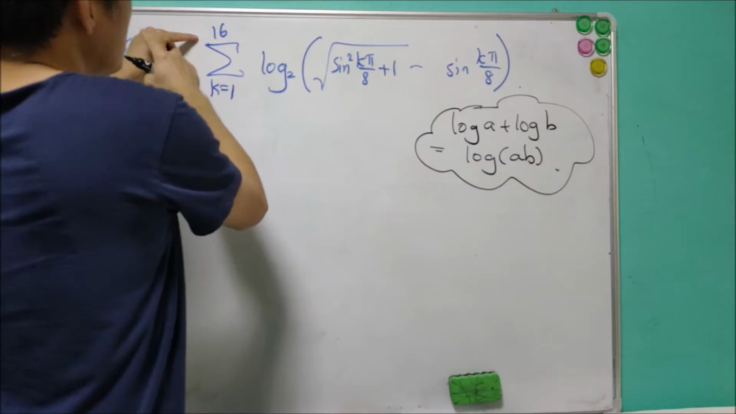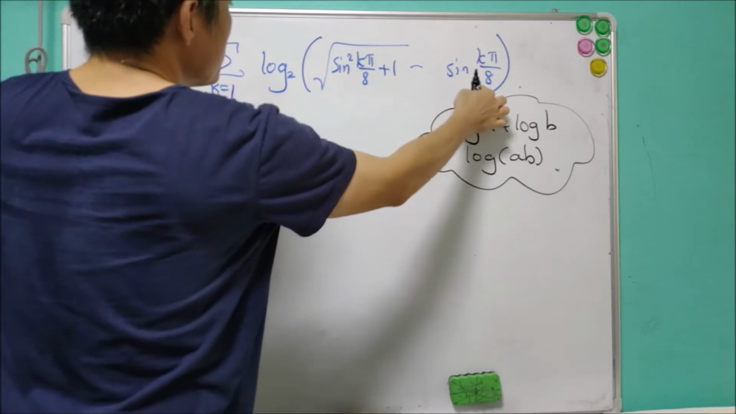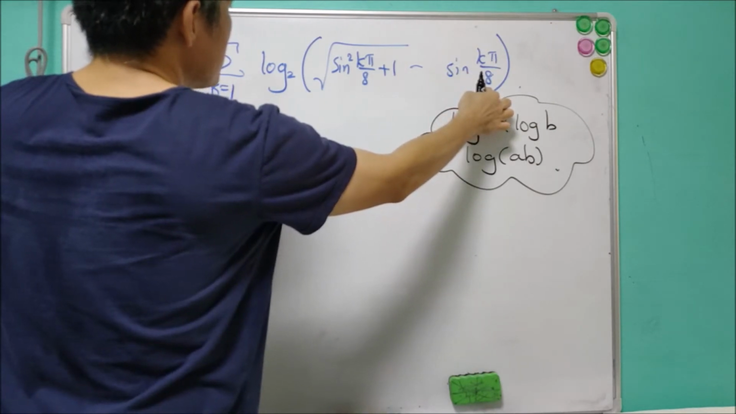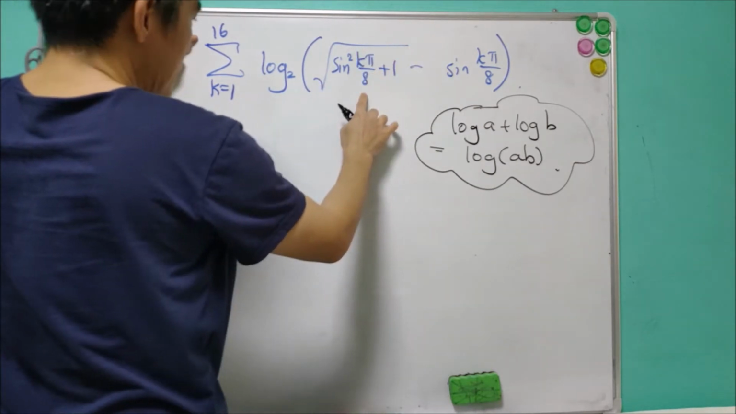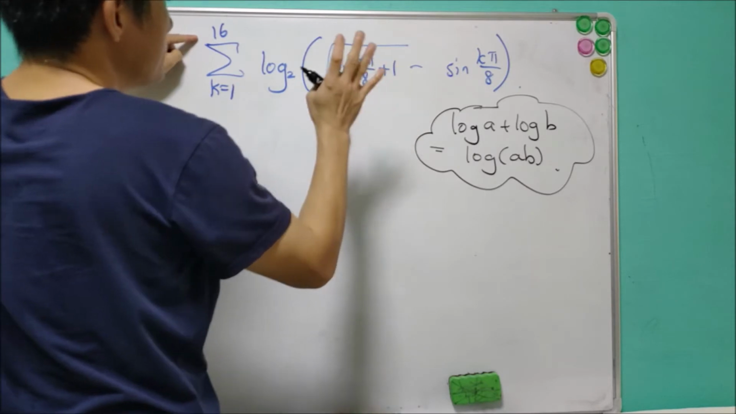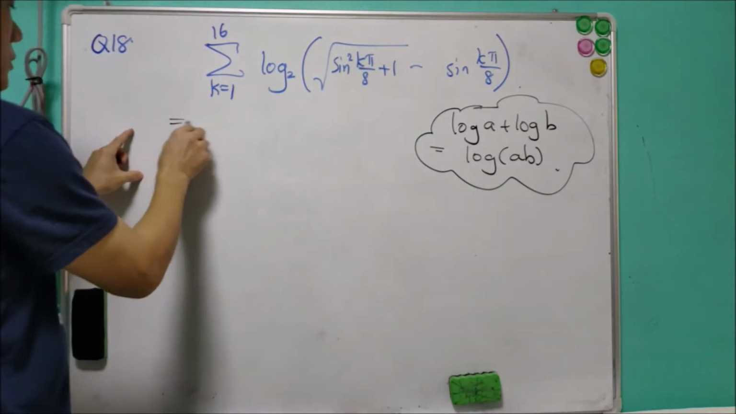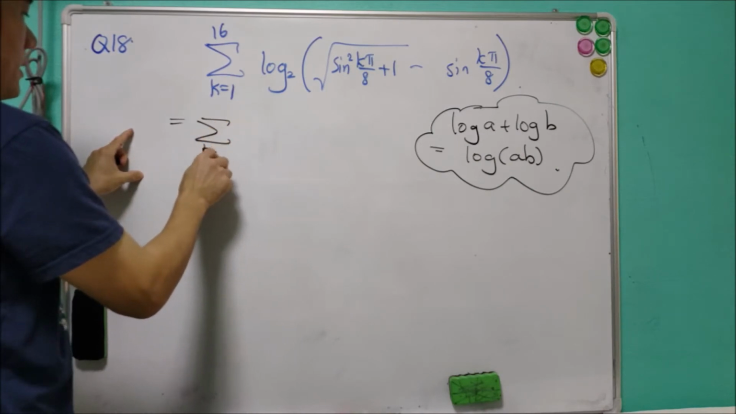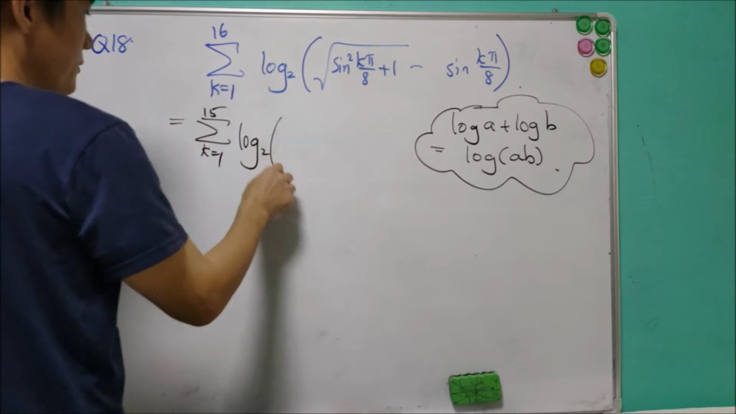Number two is when k equals 16, this term is equal to 0 because it is sine 2 pi, and this is the square root of 1. So you have log base 2 of 1. Log 1 is equal to 0, so you just basically add 0. So we can just end at k equals 15, and we will get the same value.